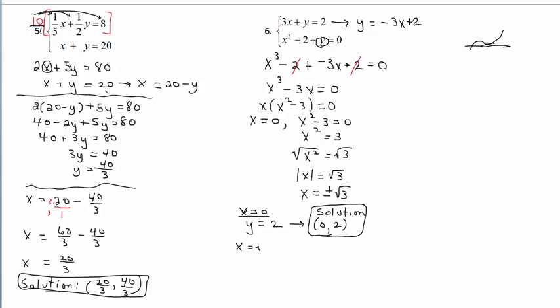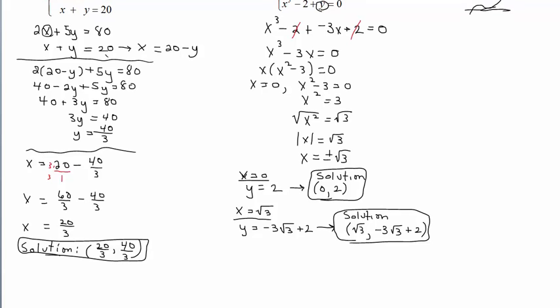All right, now let's see what y belongs to positive square root of 3. So I'm going back to the y equation. Y equals negative 3 times square root of 3 plus 2. All right, so the solution here is when x is square root of 3, y is going to be negative 3 radical 3 plus 2. Unless you need to, don't change that to a decimal. Just leave your answer exact.